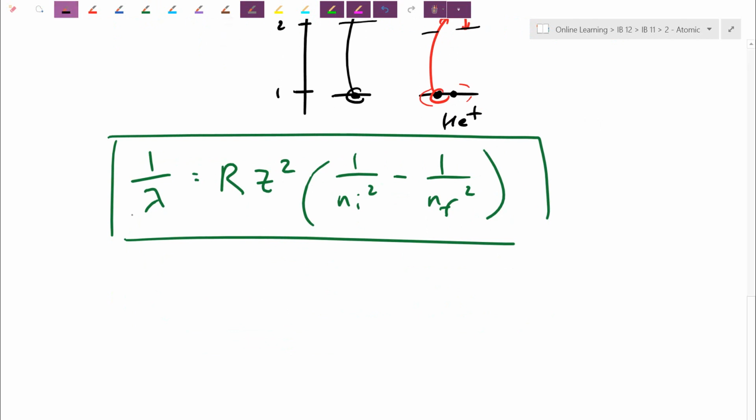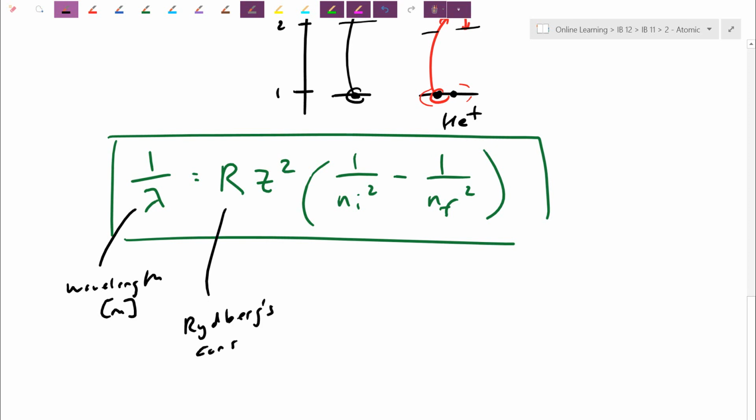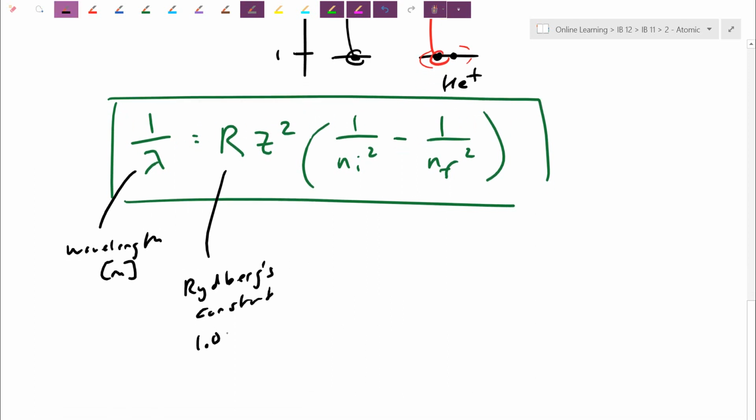Let's see if we can dig through the terms here. Lambda here is wavelength, right? Wavelength should be in meters, right? It's a distance crest to crest. R, I want to be careful here. This is going to be Rydberg's constant. So this one here is not the ideal gas constant. The Rydberg constant here in this formulation is 1.097 times 10 to the 7 meter to the minus 1. That's the unit.